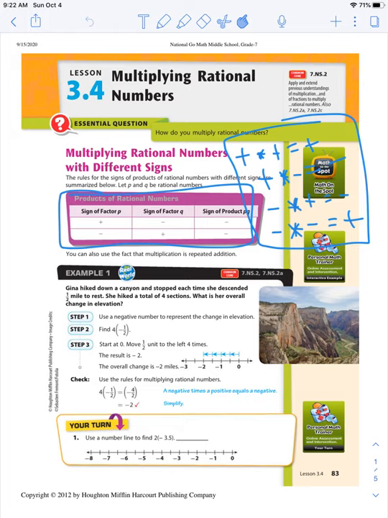Otherwise, there's this chart here that lets you know if the sign of the factors are positive and negative, the sign of the product is going to be negative. This only leaves out that a negative times a negative is a positive, and a positive times a positive is a positive, which we already knew.